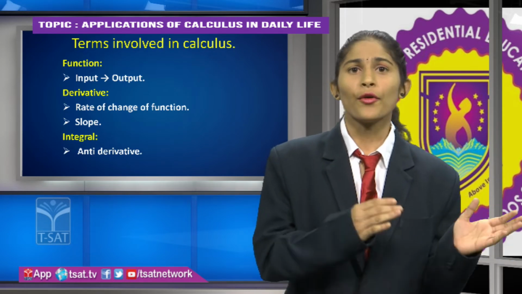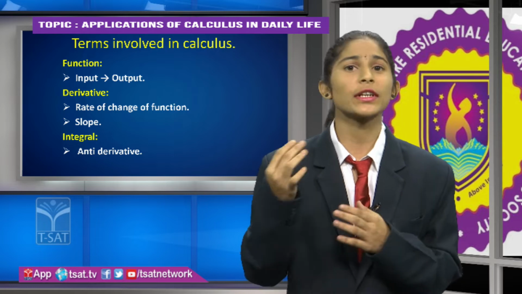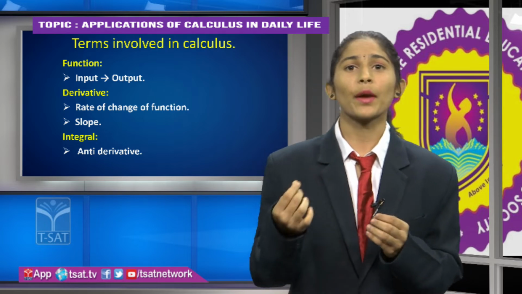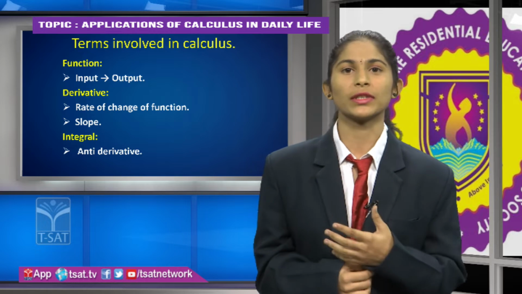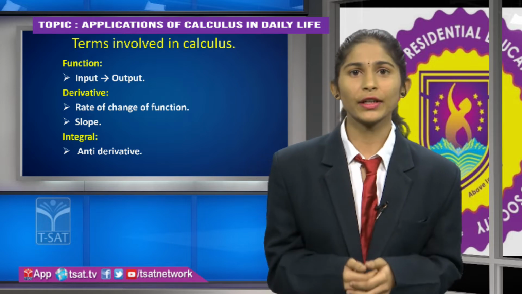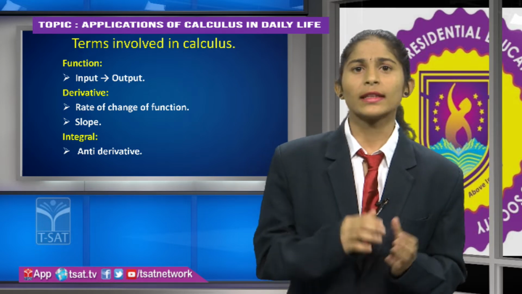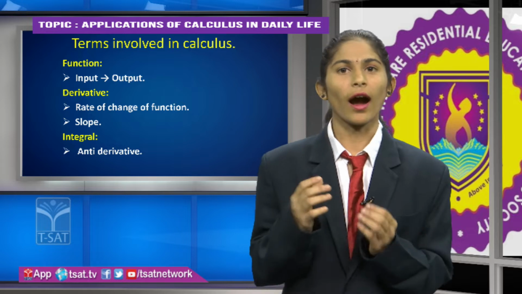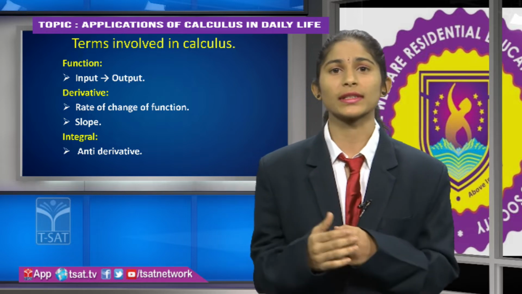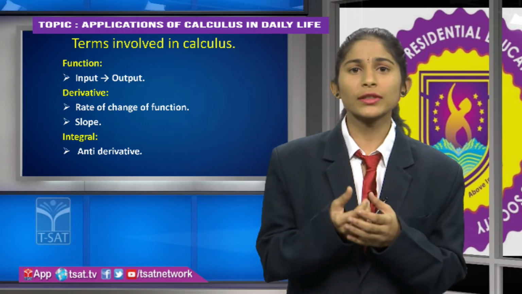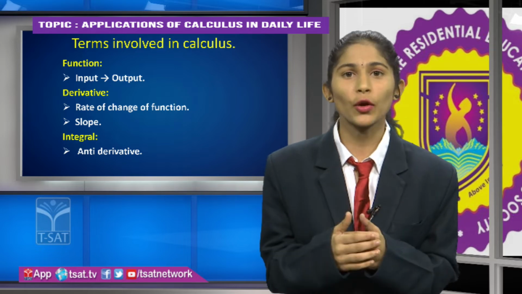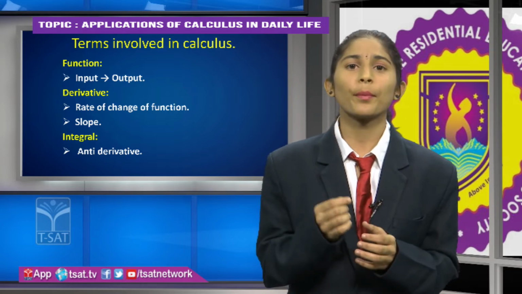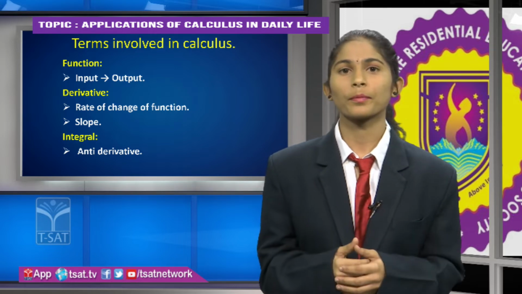Function. Here, a function is a special type of quantity where any input has a certain output. And derivatives. Derivative means the rate of change of a quantity or the rate of change of a function. These derivatives are helpful to define and to find the slope of a tangent at a point on the graph.